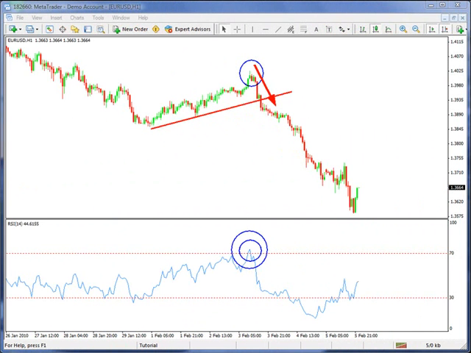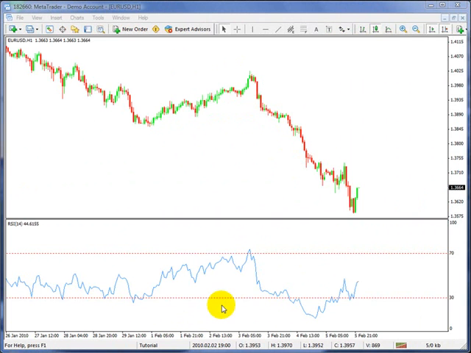Therefore that's going to place a little bit more strength on your trade on the short trade. So that's how we'd look at it for an overbought.